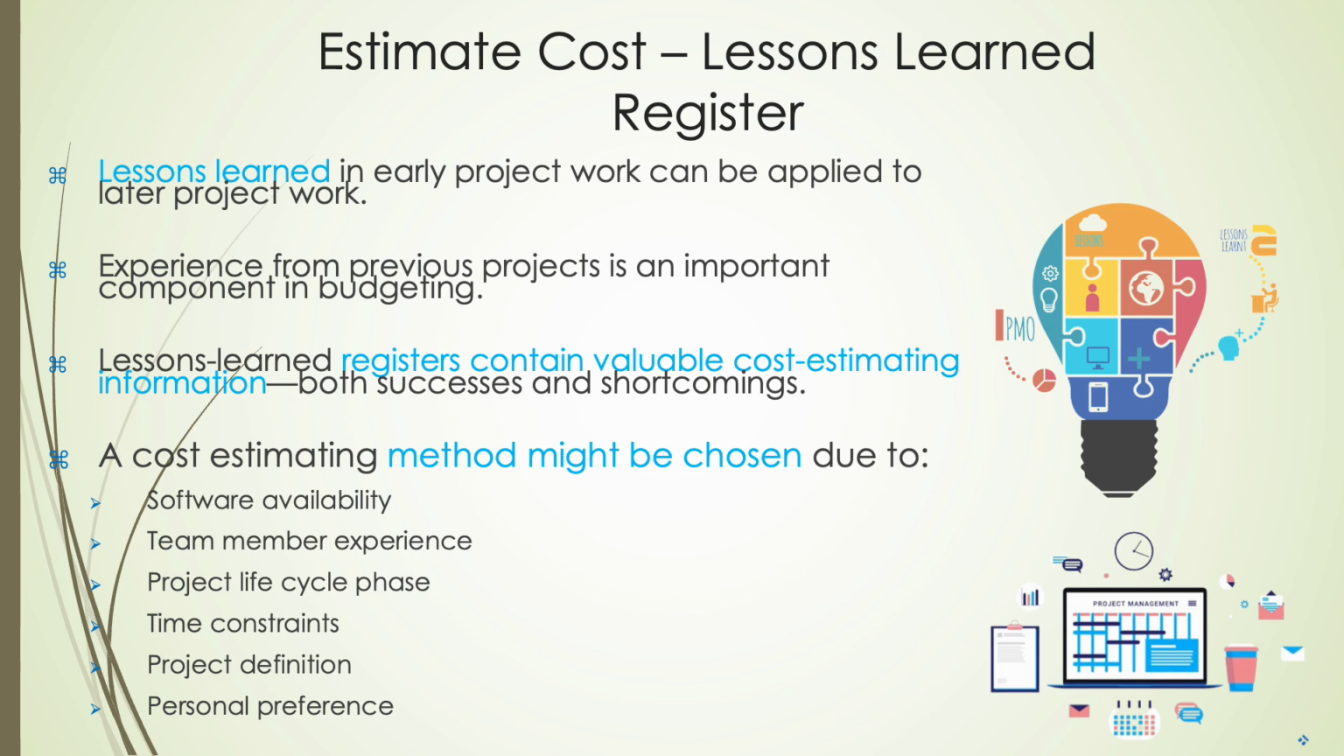When there's a lot of uncertainty, three-point estimating can help by considering best case, worst case, and most likely scenarios. For repeated activities, parametric estimating is efficient because it uses historical data and mathematical models. And if expert judgment is needed, that option is always available too. Learning from the past and picking the right method ensures stronger, more reliable cost estimates.